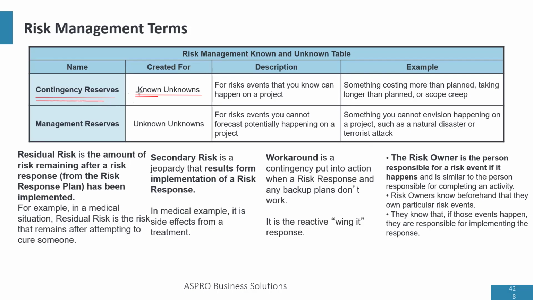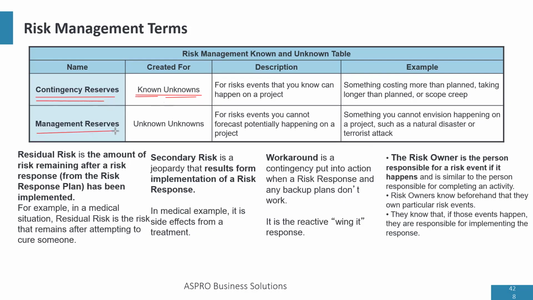Now, so known unknown is for risk we know. But what is the second unknown? Unknown is we don't know whether it will happen on our project or not. Because sometimes risk doesn't happen. It's not every time you drive your car that you have a flat tire. So known unknowns are risk we know, but we don't know whether they'll happen on our project or not. And we create contingency reserves for that.